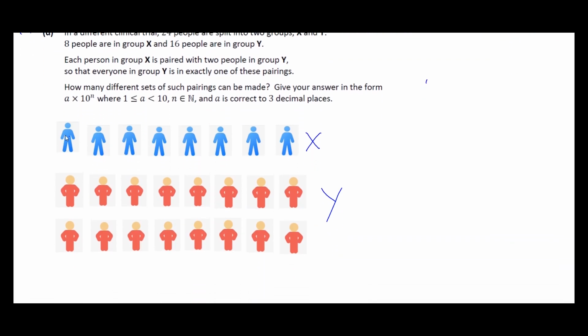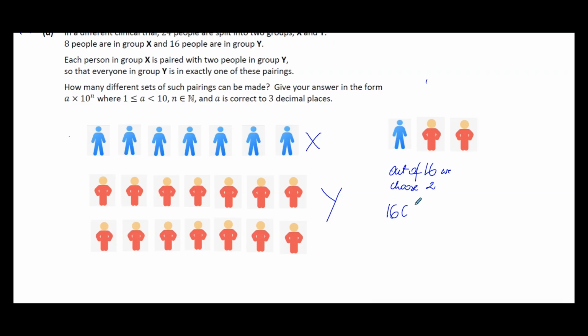So let's understand. We are picking this person. So from group X, 2 people are chosen, isn't it? So what we can say is that out of the 16 people that we have here, we choose 2. So it will be 16 choose 2.